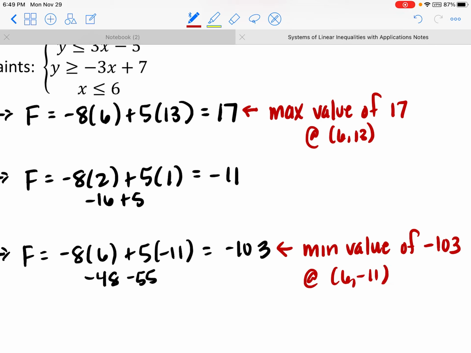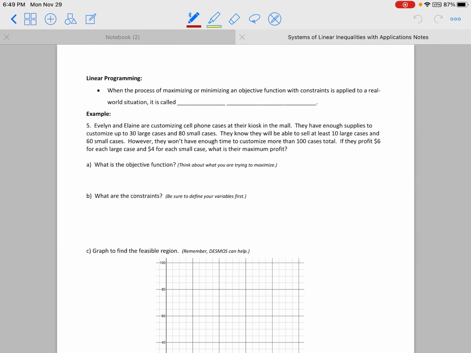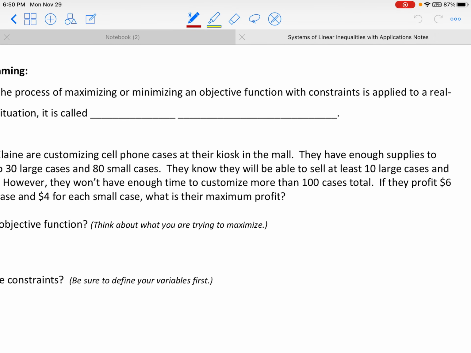Okay, so that is the process of maximizing or minimizing an objective function with a set of constraints in inequality form. Now this is the same process we're going to be looking at in an actual word problem, so you can see where some of this is useful. When we apply this process to word problems, it is referred to as linear programming, which sounds fancy, but this is just maximizing or minimizing some objective function with constraints. So we call it linear programming. Fancy talk, not a big deal.